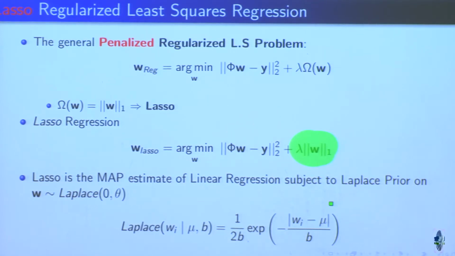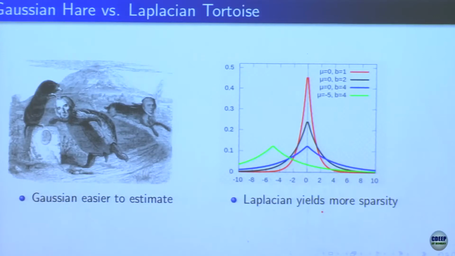It is called the lasso, and it also corresponds to a MAP estimate under another prior called the Laplace prior, which again we will not get into. Laplace, instead of Gaussian, has this absolute value form. There is a very famous cartoon: the Gaussian model is considered like a hare. All of you know the story of the hare and the tortoise, right? So Laplace is considered the tortoise, slow but steady, whereas the hare is very fast, very quick to estimate.